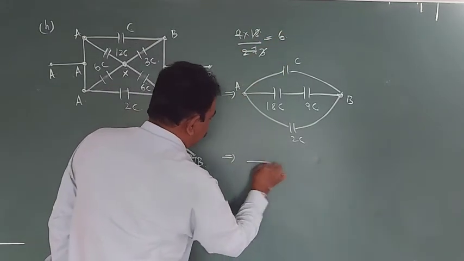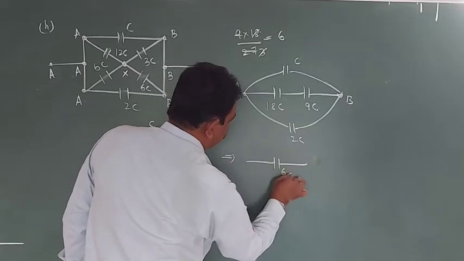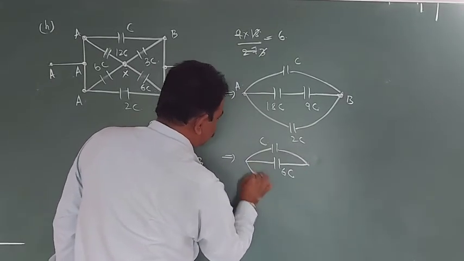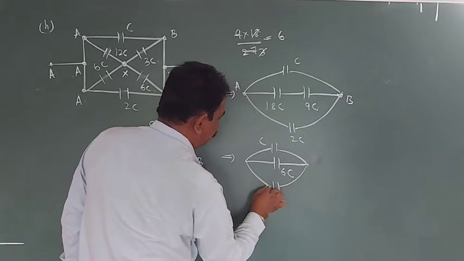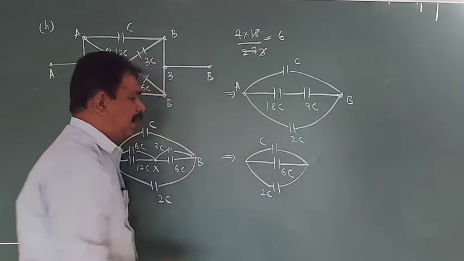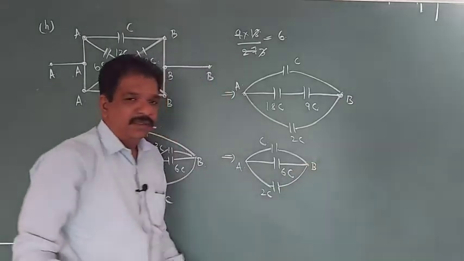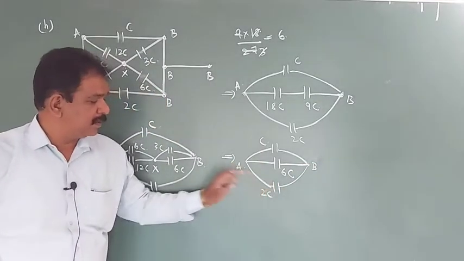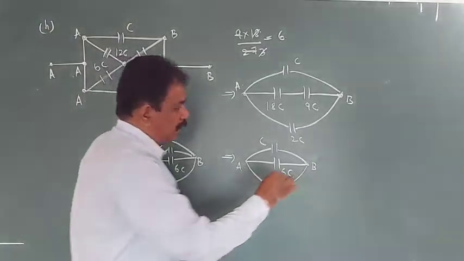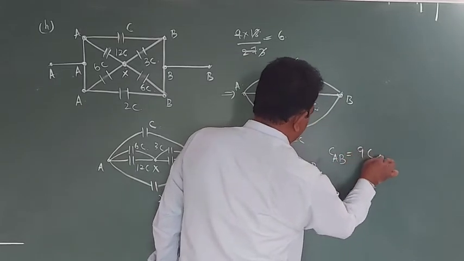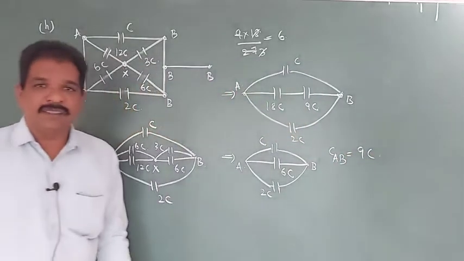Again, if you redraw the circuit, here 6C. Here this value is C, here this value is 2C. All will be in parallel. So how much? C plus 6C plus 2C. Final answer for this C_AB is equal to 9C.